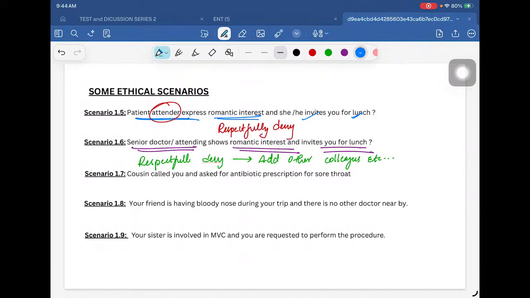This is interesting. A lot of us might have faced it. There is a cousin who called you and has asked you for an antibiotic prescription for a sore throat. Should you give the prescription or not?